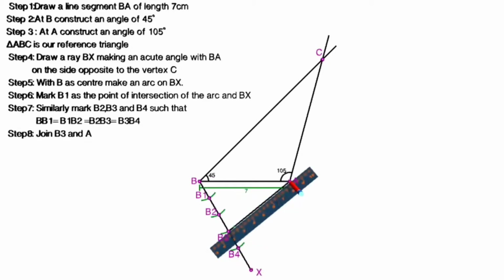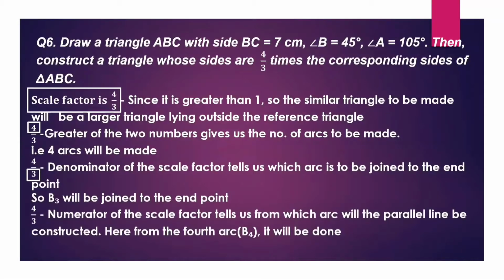Next, what is to be done? I have now got the point which is joined to the endpoint. Now I need to find out that point from where I'll be drawing the line parallel. So to do that, I told you if the scale factor is A upon B, the numerator tells us which arc we'll be using to construct a line parallel. So 4 upon 3, numerator of the scale factor tells us from which arc the parallel line will be constructed. So here numerator is what? It is 4. So from the fourth arc, B4, it will be done. So let us do that.